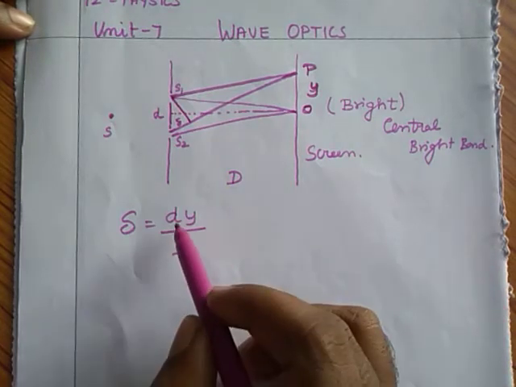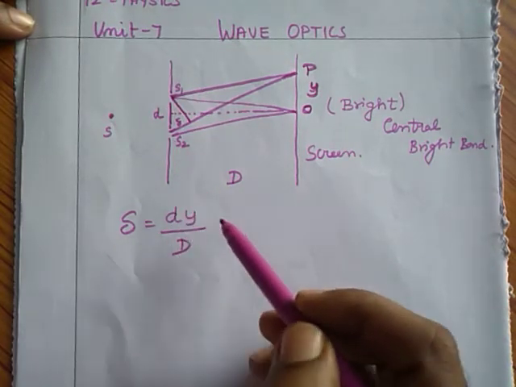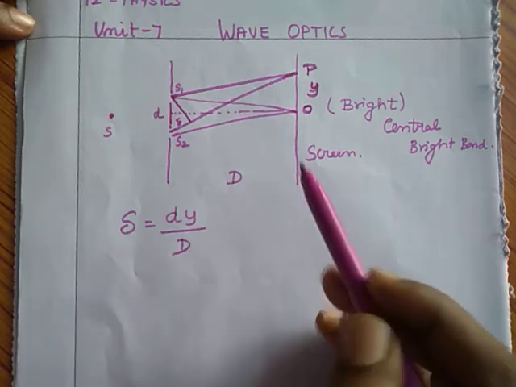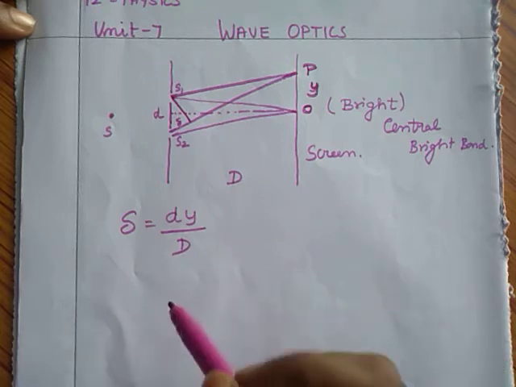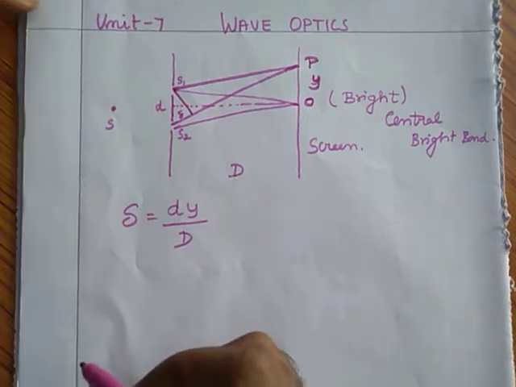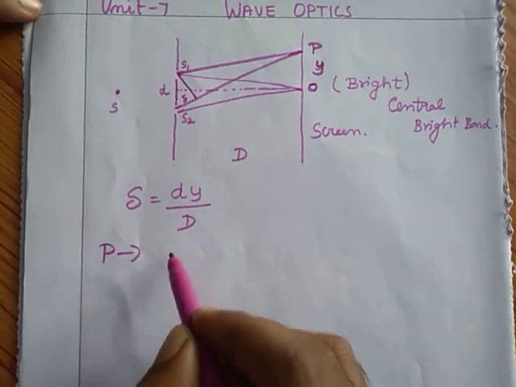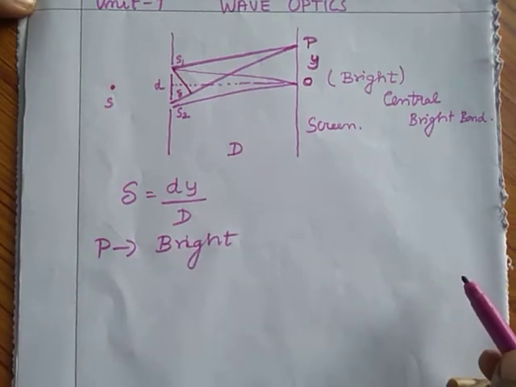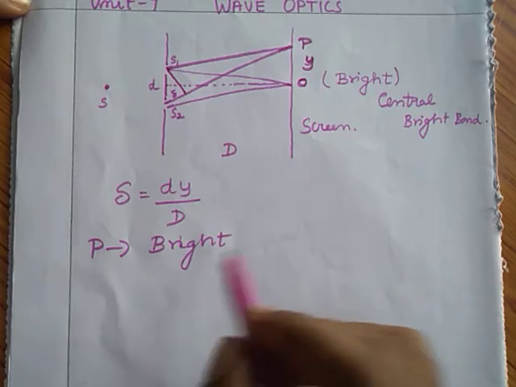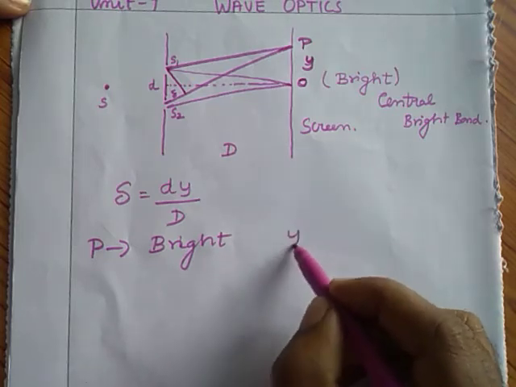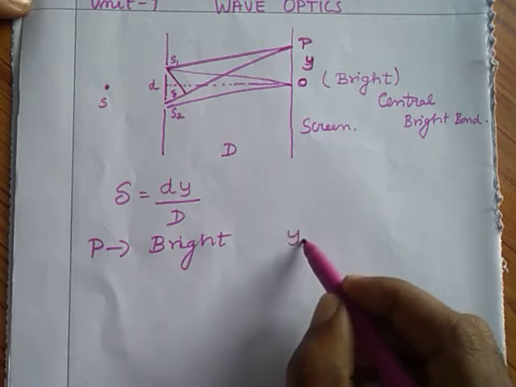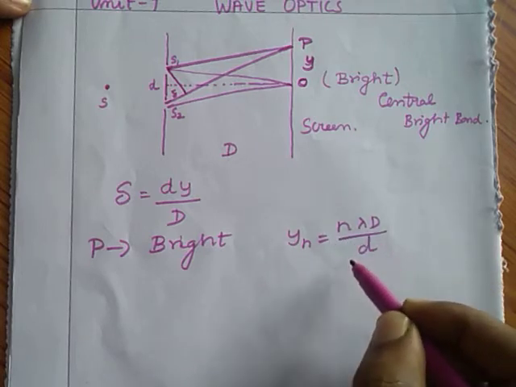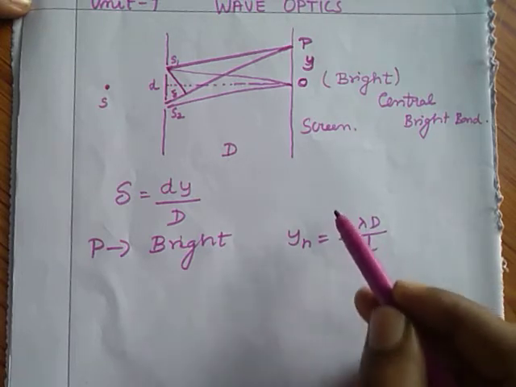This path difference depends on the distance between the two slits, the distance between the slits and the screen, and also on the distance at which the point P is located. Then the point P may be bright or dark. If the point P is bright, then constructive interference takes place between the two waves. At that moment we get a bright band at a distance yn equal to n lambda D by small d. At a distance yn, we get the nth bright band from the point O.